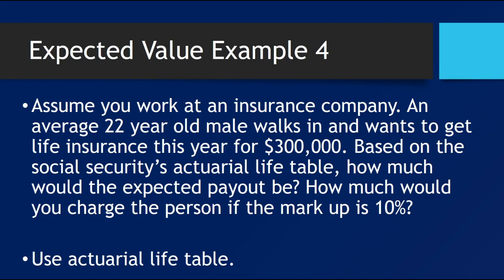Now, hopefully, we all are mature enough to understand how life insurance works, right? So basically, you pay the insurance company a premium, and the insurance company, if you lived, is not going to pay your family anything. But in the chance that you die, the insurance company is going to pay your family whatever that amount is. In this case, the insurance company would have to pay the average 22-year-old male's family $300,000. Okay? So what we're going to do is calculate how much the expected payout would be.